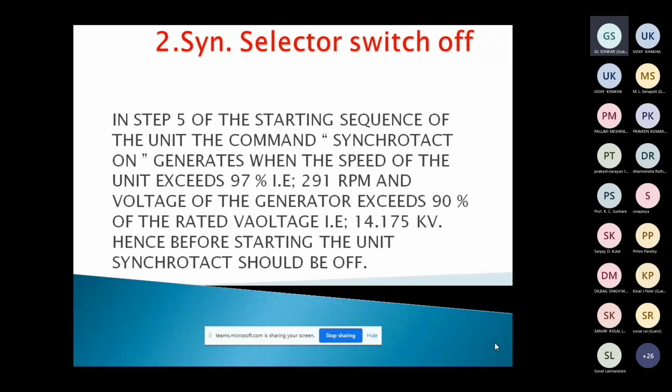Here the speed is 300 RPM in the naphtha Jackery, and the voltage is 15.7. So this synchro switch, you put it in auto or manual. The condition is your speed is 97% and your voltage should be 90%. That means 14.175 and 291 RPM. This synchro you have to operate. But when you start the machine, it should be in the off position. If it is not off, you make it off. If this LED is not glowing, you just make the synchro off and see whether it is glowing or not.